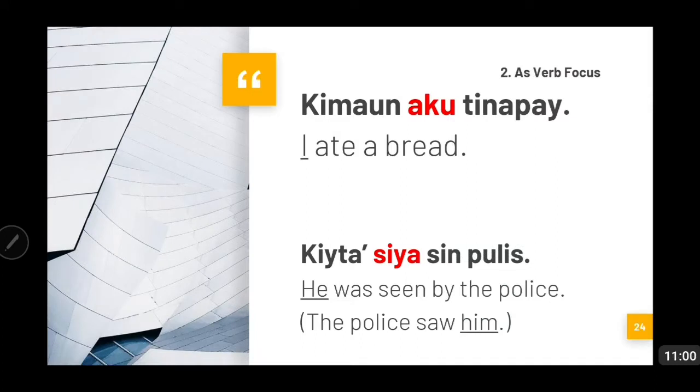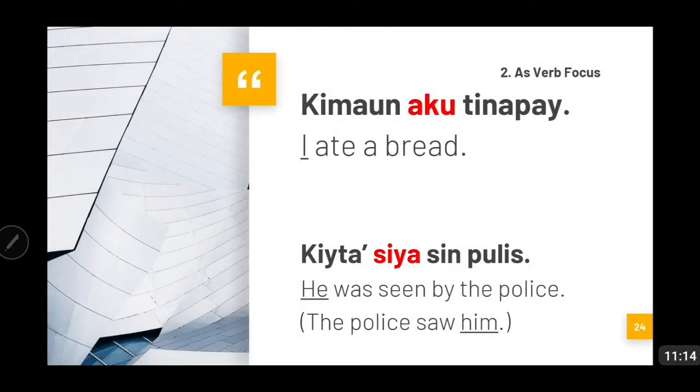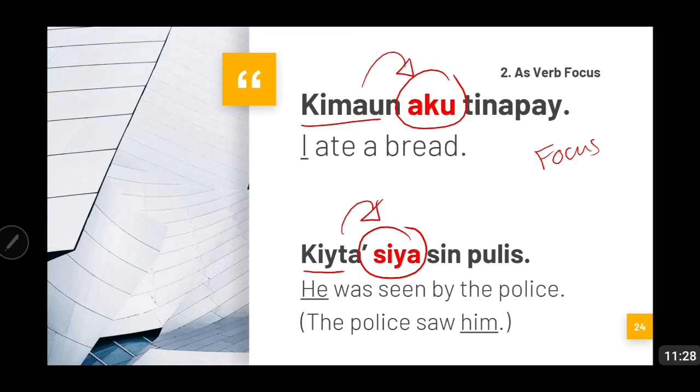So let's have an example here. Kimaon ako tinapay. I ate a bread. And kita siya sin police. He was seen by the police. The police saw him. Okay? So, in these examples, both aku and siya are nominative pronouns, and both of these pronouns are considered focus of the verbs kimaon and kita respectively. But these verbs, kimaon and kita, have different forms of focus.